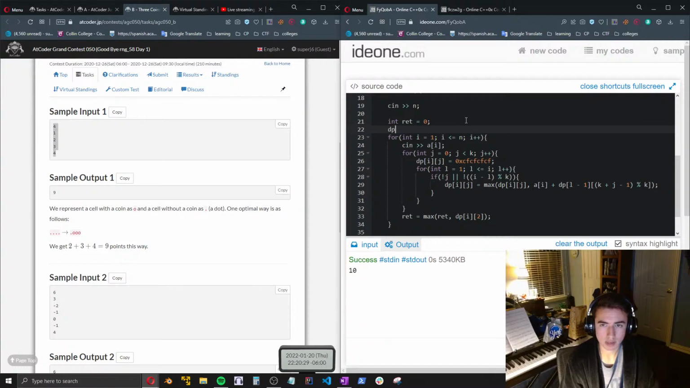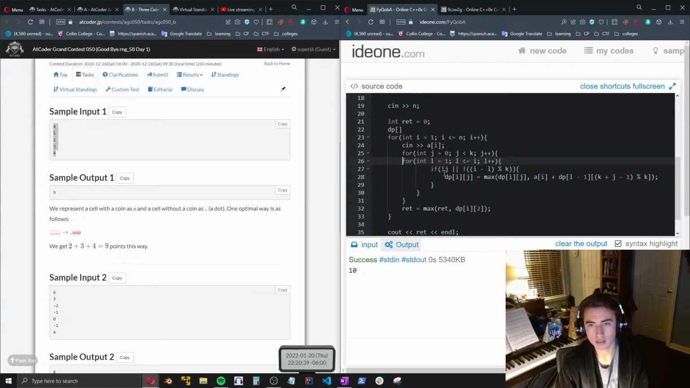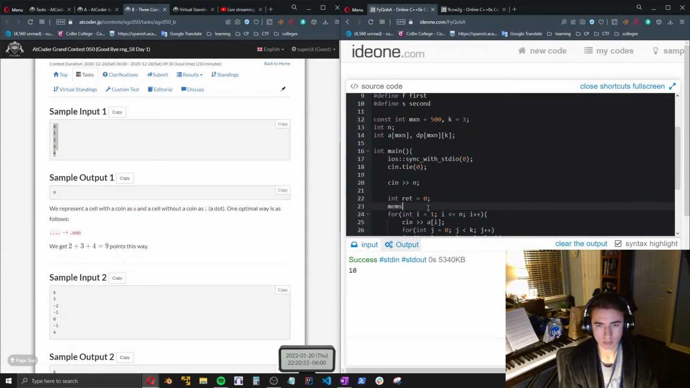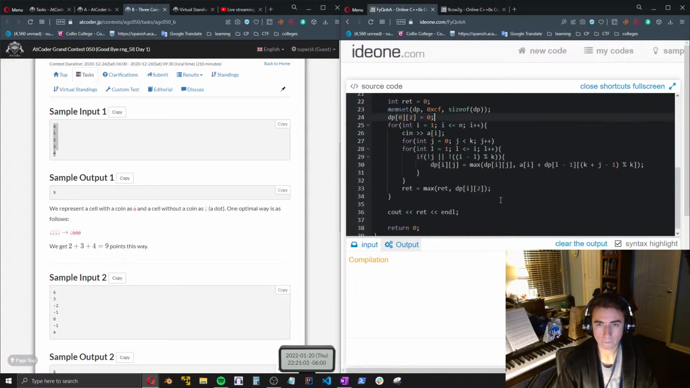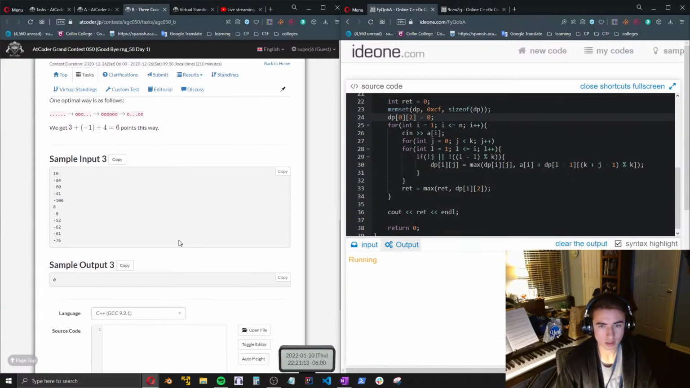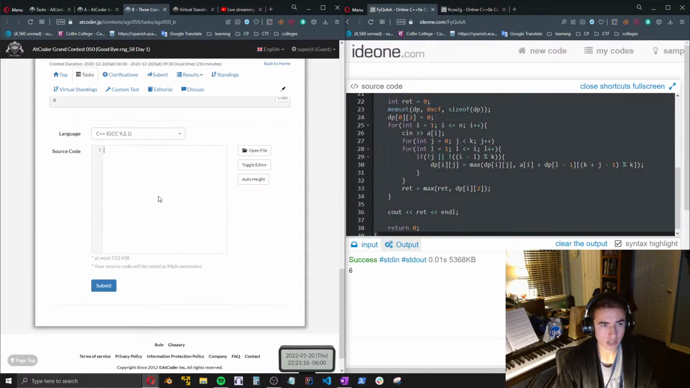Probably need to initialize DP. It's easier just to... so let's just use memset at the beginning to set it all. I think this is right.